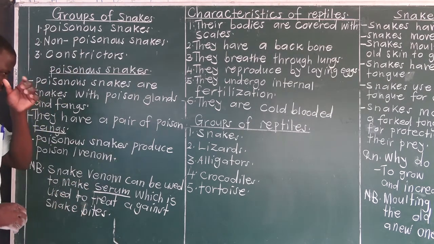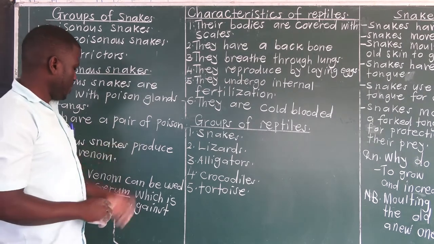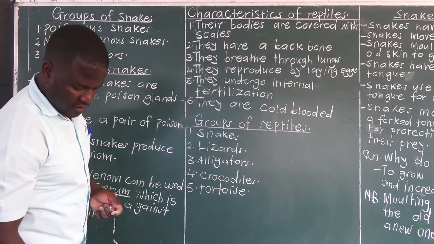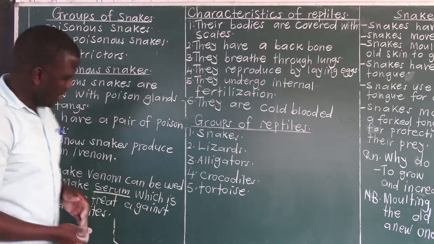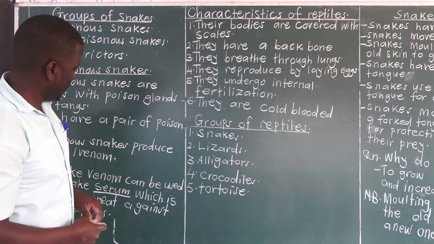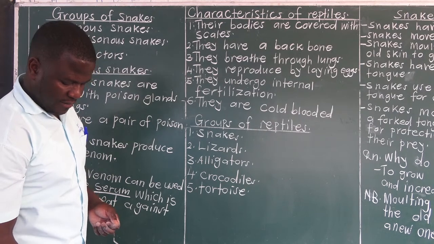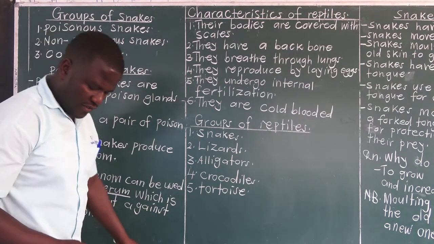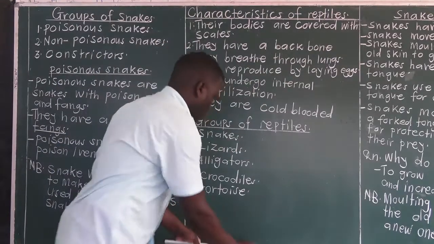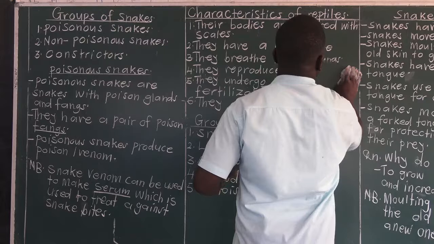Because time will come, they may ask you, how are snakes important? How is snake venom important? You can use snake venom to make serum, which is used to treat against snake bites. The word serum is S-E-R-U-M. That's how we spell the word serum. Then you look at effects of snake poison on blood, or effect of snake venom on blood.